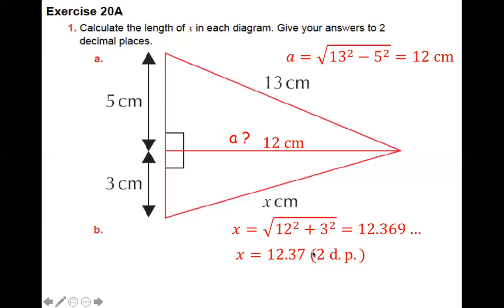And the quick thing that I use to check, first of all, this 12.37 should be bigger than the 12 and the 3. Hypotenuse is always the longest of the 3 sides. And does it make sense? Yeah, kind of makes sense. It's more than 12. 3 is probably quite small. So that would be how you would answer this question.